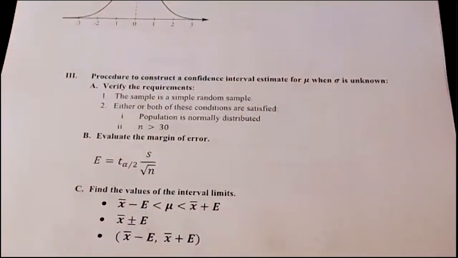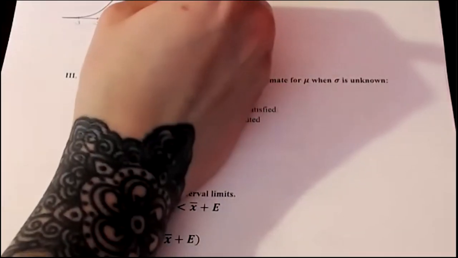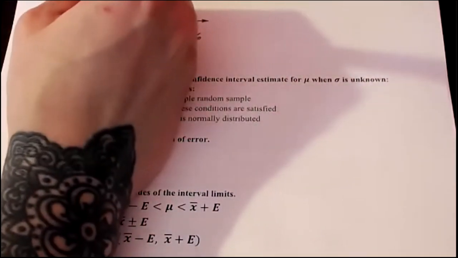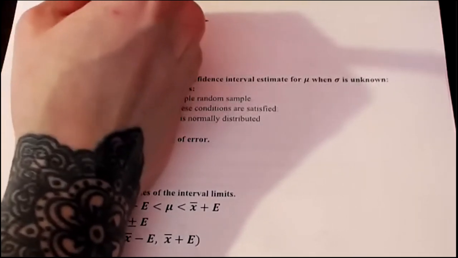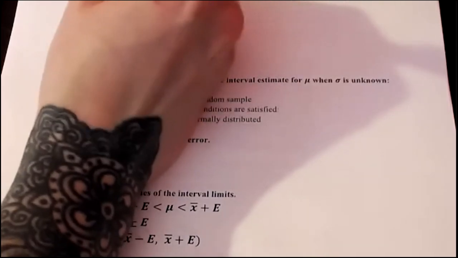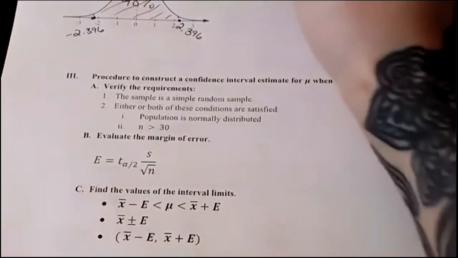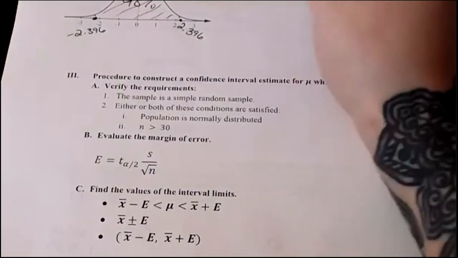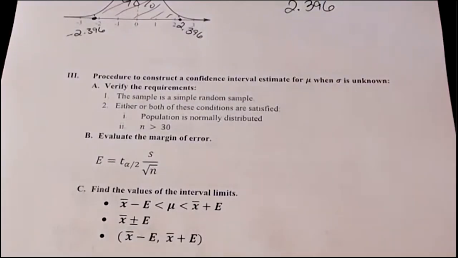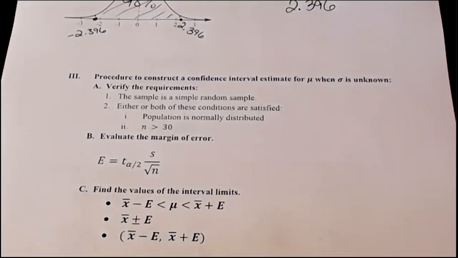Stop me if you have any questions whatsoever. I would love to help out if there are any issues. So 2.396 and negative 2.396 as well. And then we shade this middle region. And this is the middle 98%. I'm going to write out my critical value is equal to 2.396. Any questions for me on that so far? Cool.